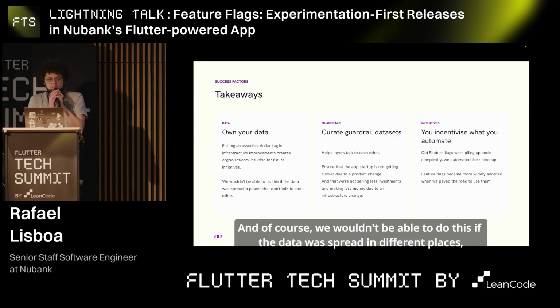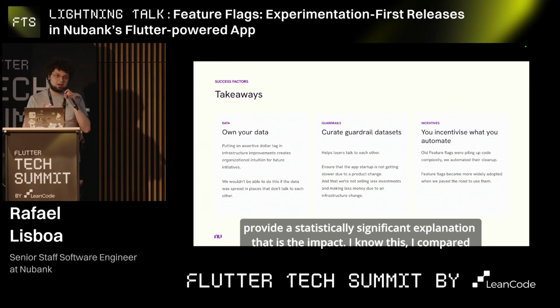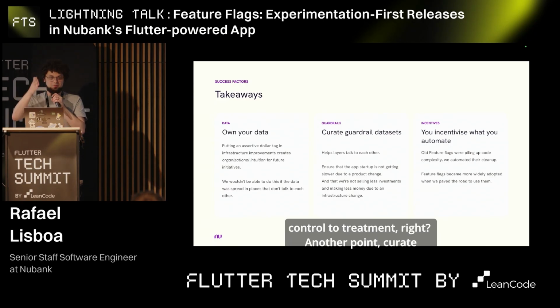And of course, we wouldn't be able to do this if the data was spread in different places, and then it's hard to pick up, and then you cannot have a good sample size, and then you're able to provide a statistically significant explanation that is the impact. I know this. I compared control to treatment, right?